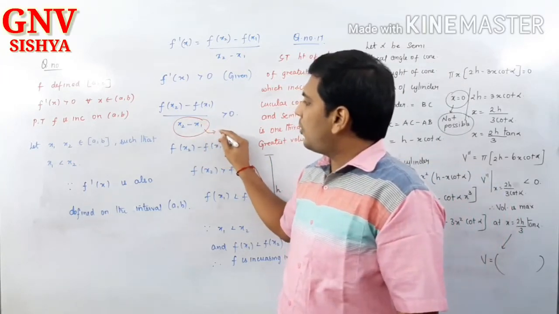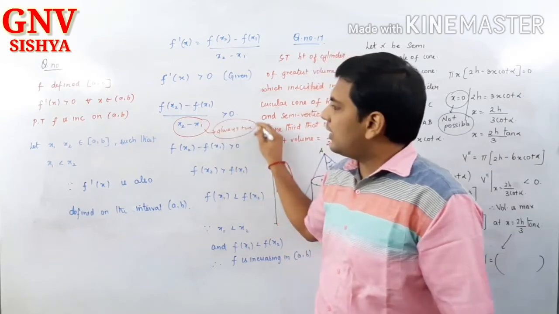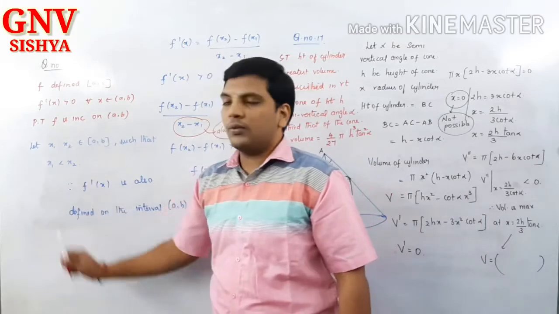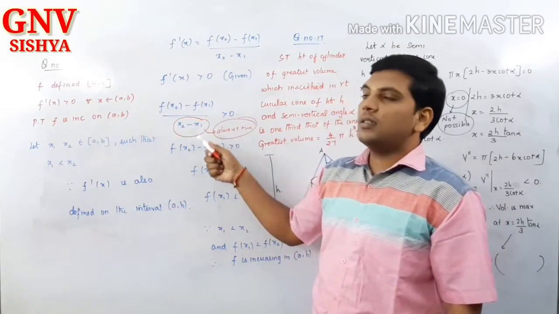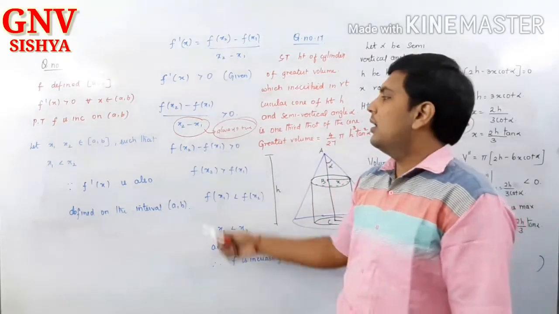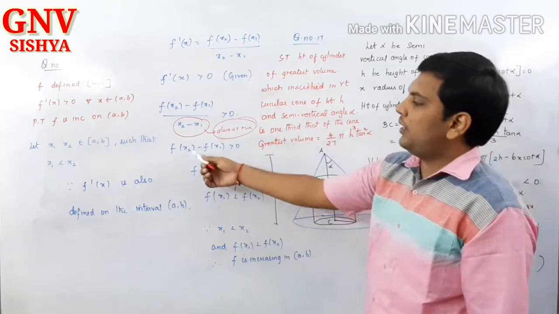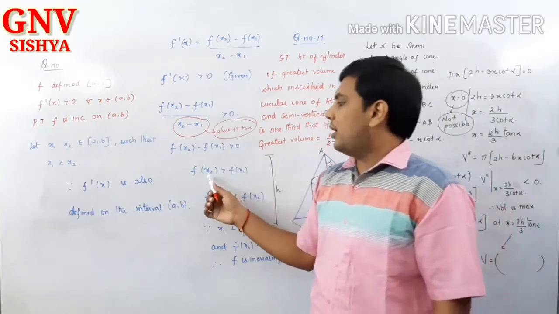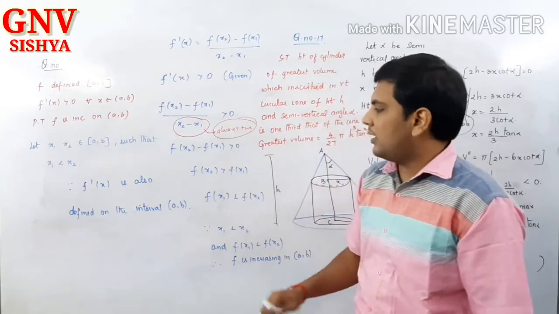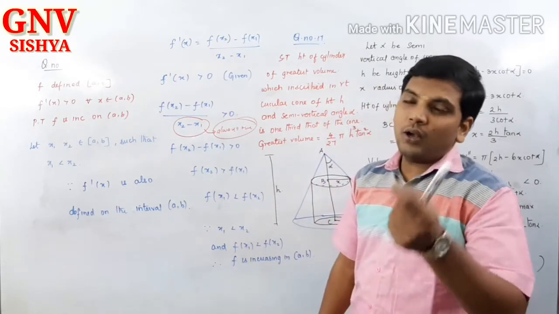This is always positive. Why is it always positive, sir? I have considered that your x2 value is greater than x1 value, correct? So a positive value, that is greater value minus lesser value, will always be a positive value. So when the positive value goes to the other side, anyway it will be greater than 0. So f of x2 minus f of x1 is greater than 0. So f of x2 is greater than f of x1, or as I can say f of x1 is less than f of x2. We have already got a condition.